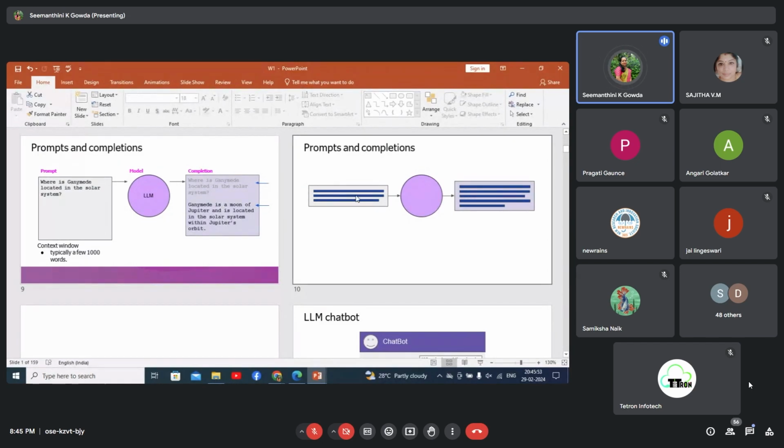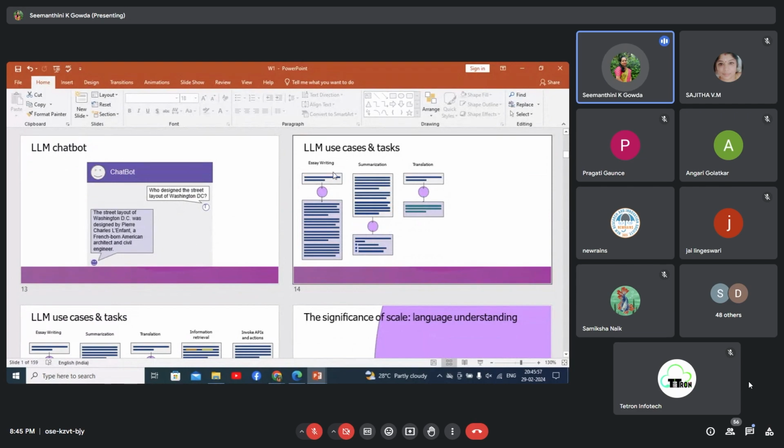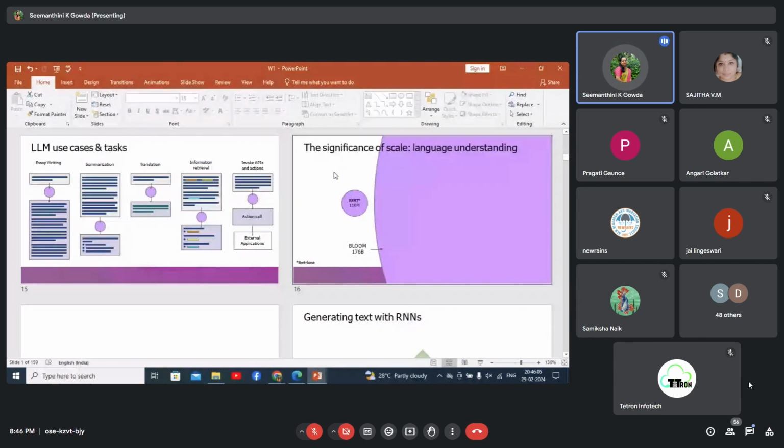In the sense, what does that prompt do? Right? What are the use cases we have? It can be used for essay creation, or it can be used for summarization, or for translation, or for information retrieval operations, or for performing different actions, right? What is the difference? For example, if you have a BERT which is of 110M and you have a BLOOM which is of 176B, what does this indicate?